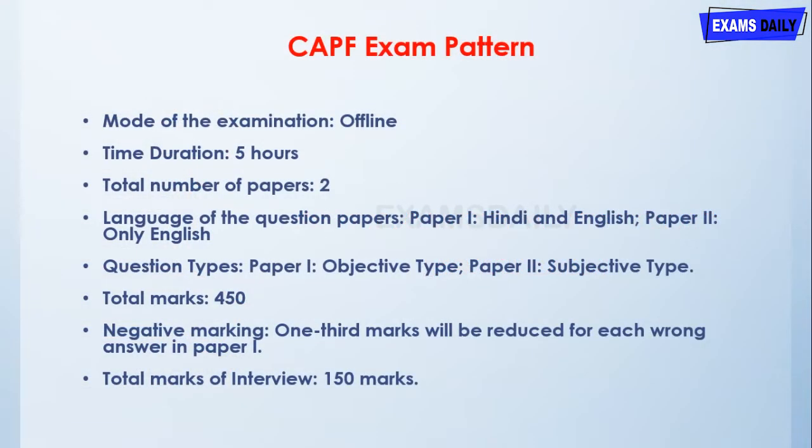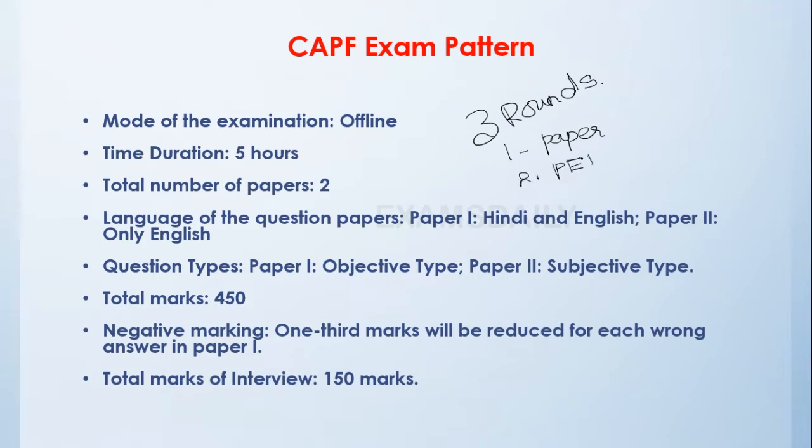Before the examination pattern, this examination comprises 3 rounds. At first round, it is a paper based examination. Once you have completed the paper based examination, you are eligible for the PET examination, the physical test, and then once you have completed the PET examination, you are called for interview. The interview is for 150 marks. So the rounds are paper 1, then the PET examination, the physical test, and then the interview.